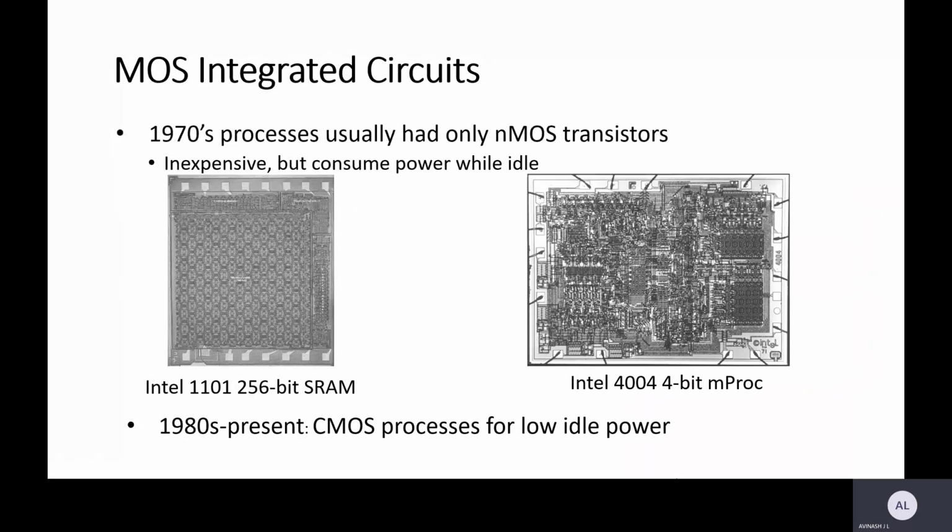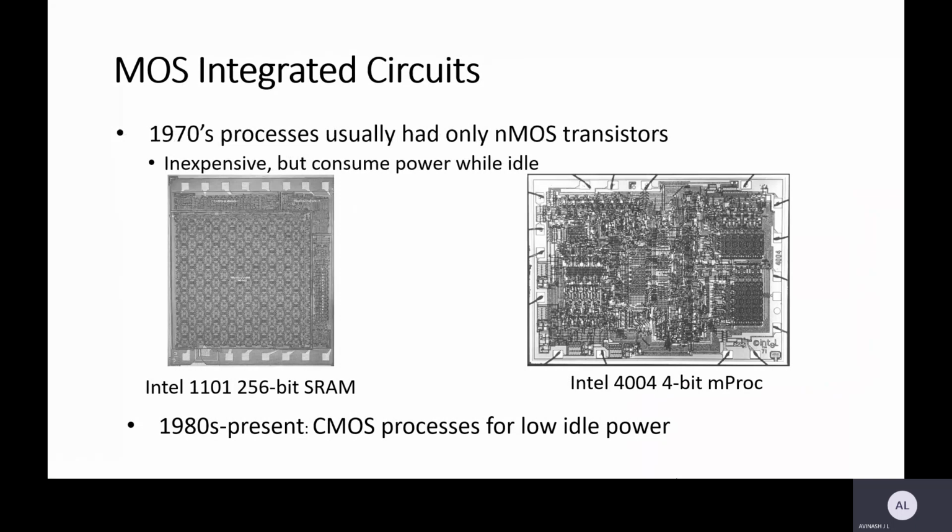Here I can see two diagrams. That is the Intel 1101 256-bit SRAM, showing how it was designed and how it was realized in a single piece of silicon. Intel developed that, and later developed the Intel 4004 4-bit microprocessor. In that, I can see how much integration and evolution has happened.